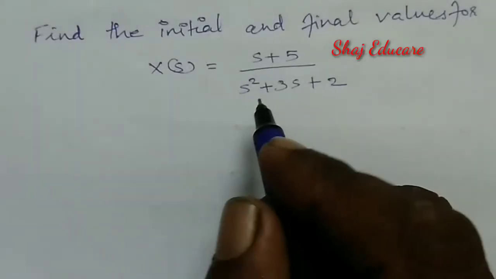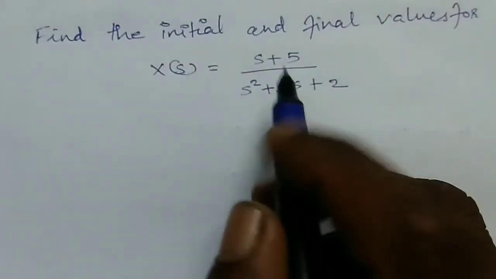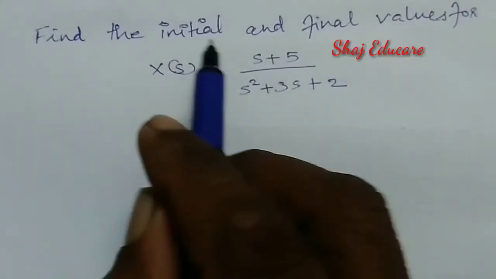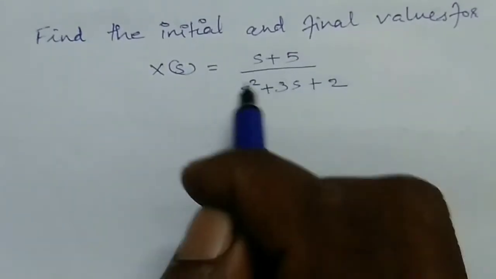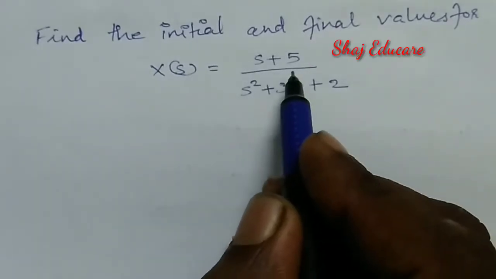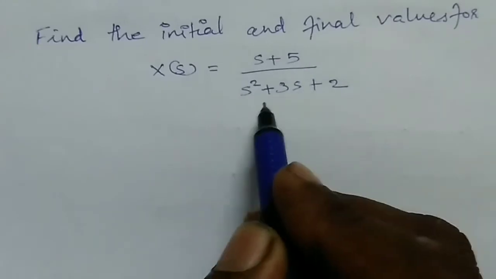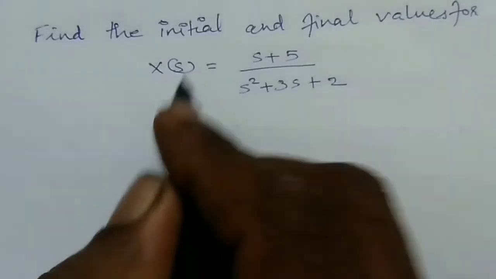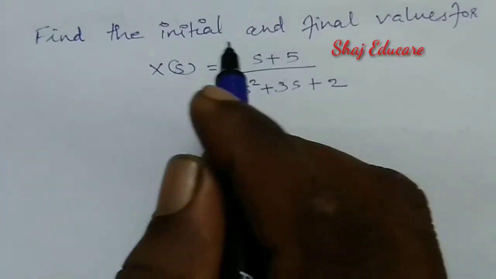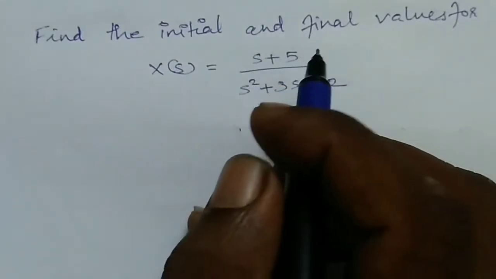Now let us find the application of the initial value theorem and the final value theorem. Here we have to find the initial and final values for a transform X(s) that is equal to (s + 5) divided by (s² + 3s + 2). This is the question given to us. This is the Laplace transform of a particular signal. We have to evaluate the initial value and the final value.